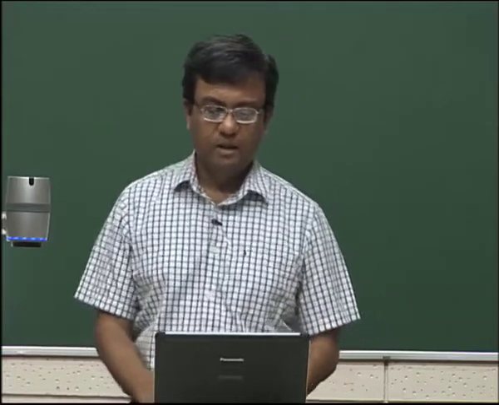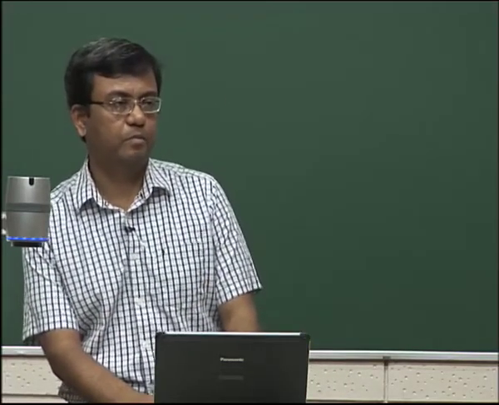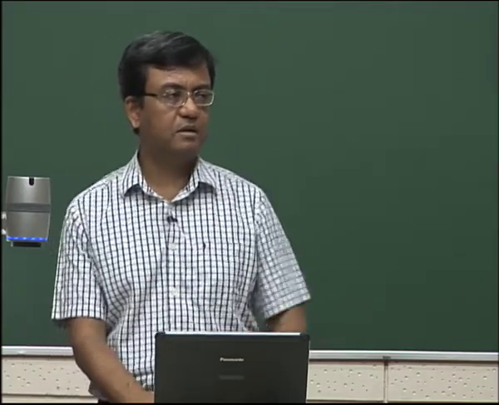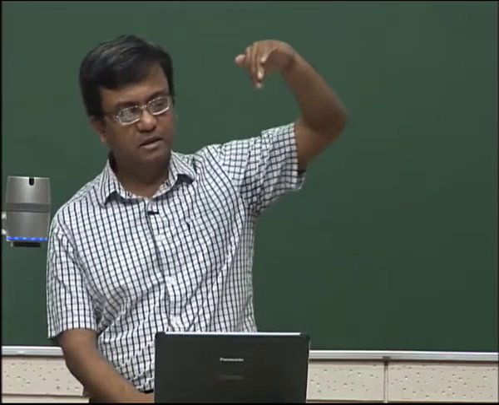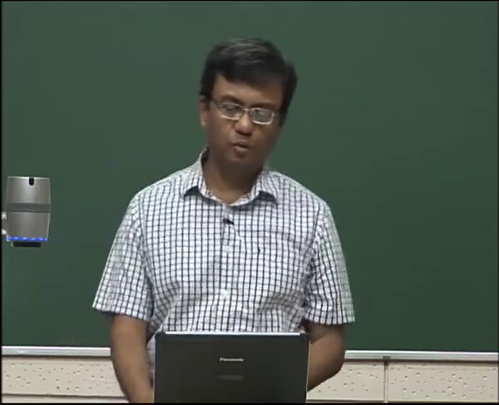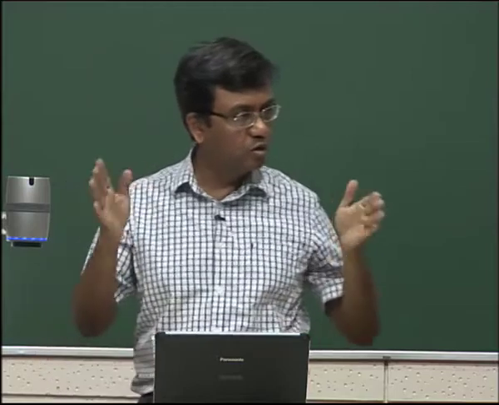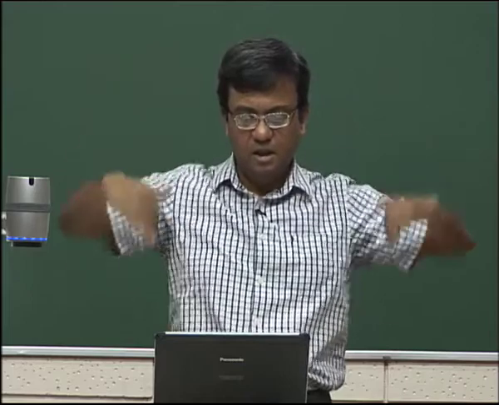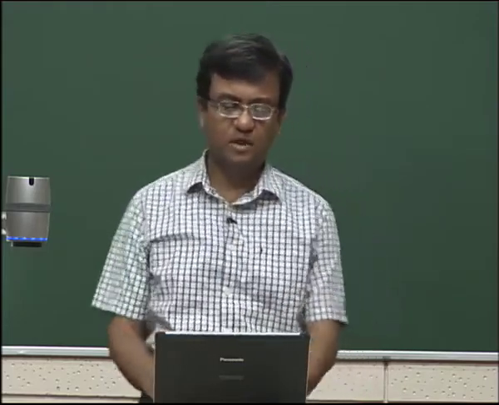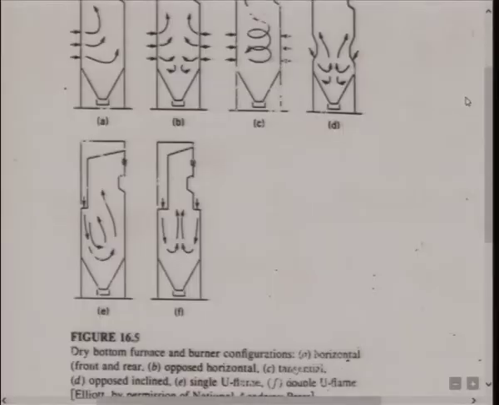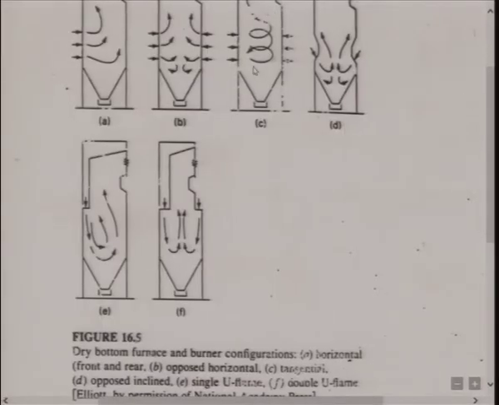In E, you have a single U flame. The coal and air is coming like this, and then coming down, and then it has to go up. So it creates a U. You can also have a double U if you do the same thing from both opposing walls. From here it goes like this, from here it goes like this, and they both come like this. So these are various kinds of designs. And tangential firing is actually most common, the one which you see here.